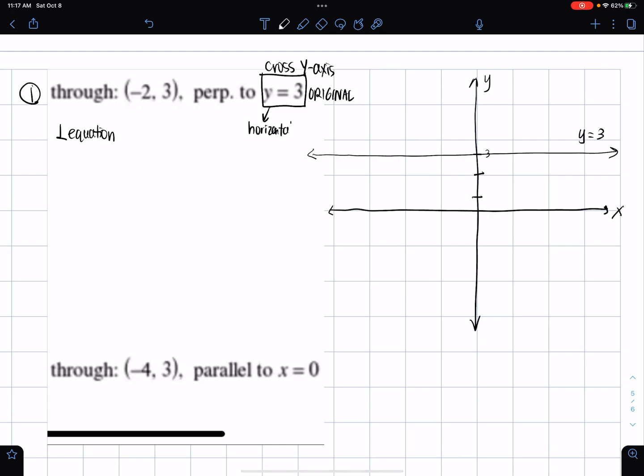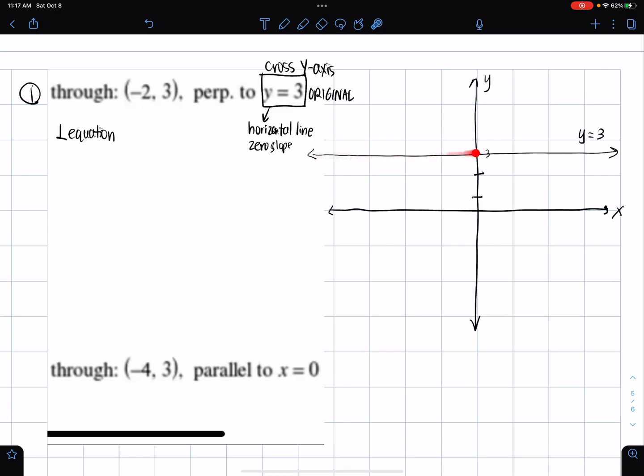And just some background information on horizontal lines. A horizontal line has 0 slope. Just a quick review. Now, going back to the problem.